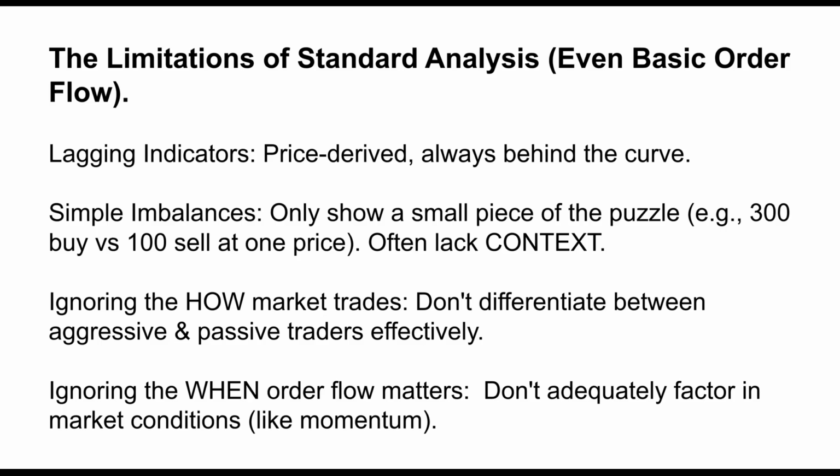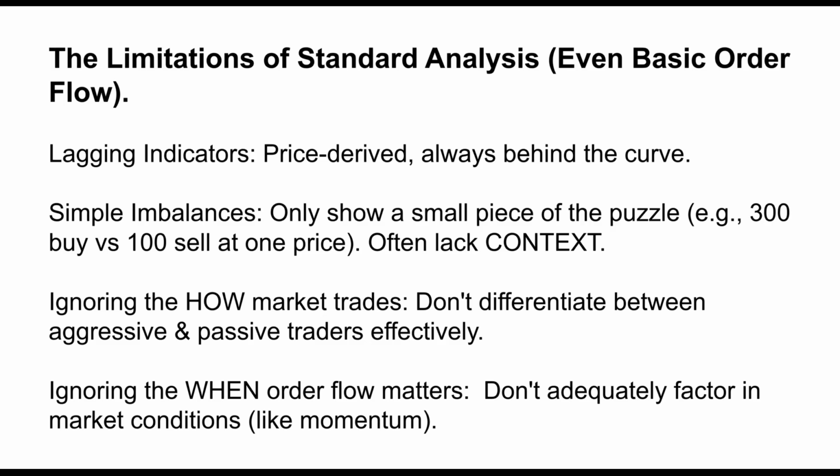Traders ignore how the market trades. They don't differentiate between aggressive and passive traders effectively. If you're looking at a normal candlestick chart, you can't see where the aggressive trading is taking place. I know a lot of people try to guess. I see videos where people say, looking at a simple bar chart, oh, there's aggressive trading here. Well, how can you say, looking at a candlestick chart or a bar chart, when there's no volume involved, that aggressive traders were active here?